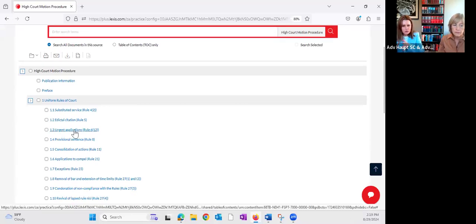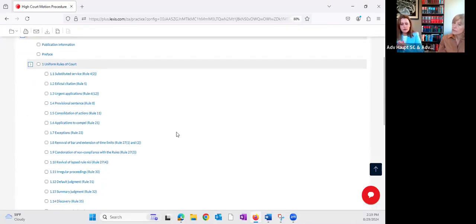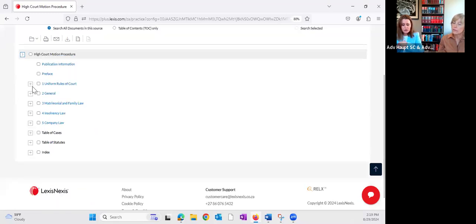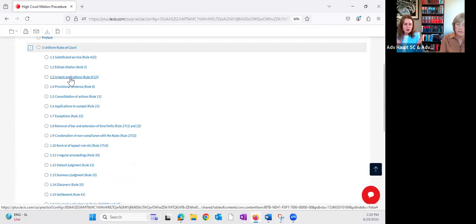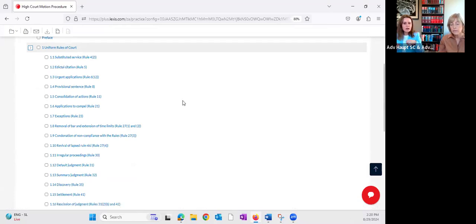Your roadmap or your GPS for your whole procedure, you will find in your rules, either in your Magistrates Court rules or in your High Court rules. And those rules obviously can also indicate to you in specific circumstances what specific requirements you have to meet. For instance, Helen referred to default judgments. There's a particular rule dealing with that.